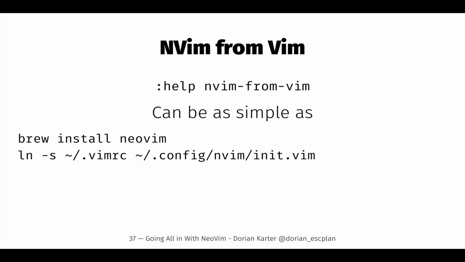So if you want to switch from Vim to NeoVim, you can run :help nvim-from-vim inside of NeoVim. And there are some instructions there, and they're a tiny bit more complicated than what I'm doing, which is just brew install neovim and then symlink the vimrc file into this location. And that's all you need.